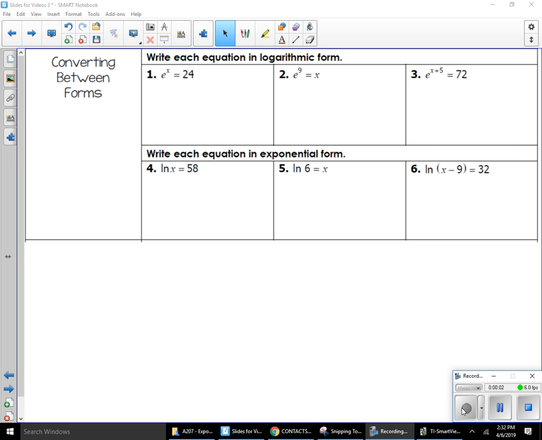So remember that a natural log is just a logarithm. So it has all the same properties as every other logarithm that we've already dealt with. So we can convert between logarithmic and exponential form just like we've been doing.